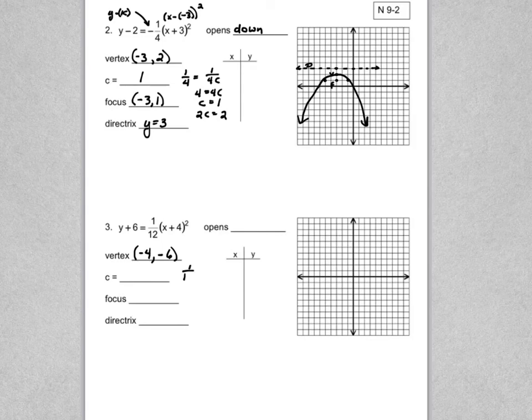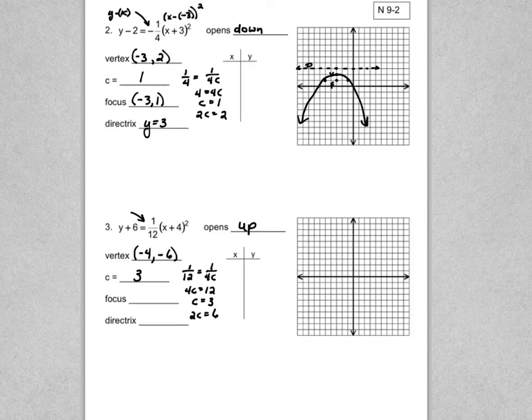1/12 is going to equal 1 over 4c. So 4c is equal to 12, and then c will be equal to 3 when we divide by 4. 2c will be equal to 6. We'll need all those numbers to graph, but we're going to write here that c is 3. So let's plot the vertex and find our focus and directrix, but we need to know which way it opens. There's a positive 1/12, so that means the parabola opens up.